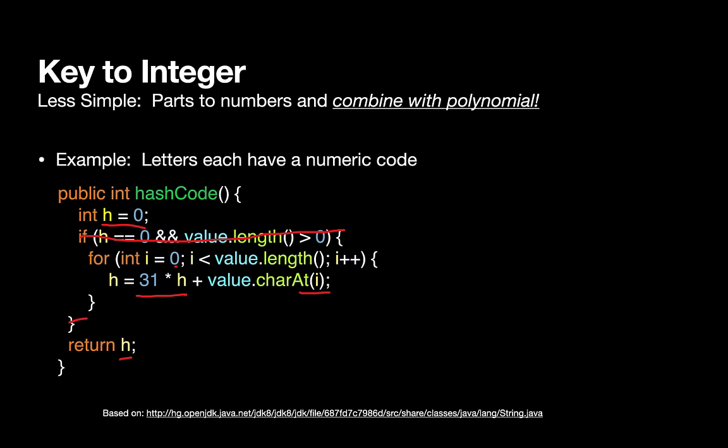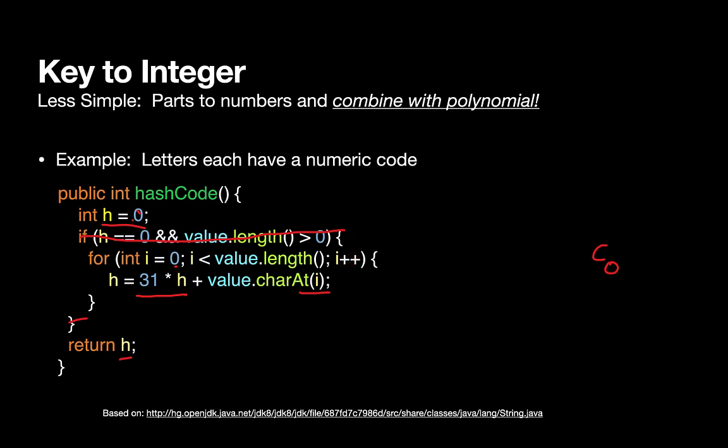the previous running total. So the first time this executes, it's going to multiply 31 times the initial value of h, which is initially 0. So 31 times 0 is 0, and it's going to add on the value of the 0th character. So I'm going to designate the 0th character with a subscript. I'm going to write it as character_0. Then it's going to go back through the beginning of the loop again.